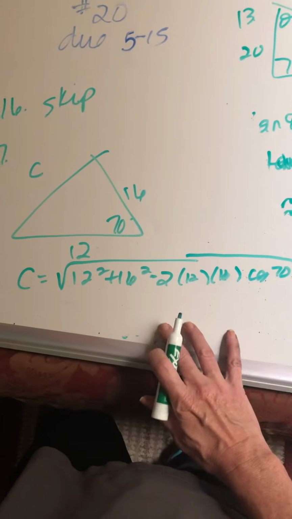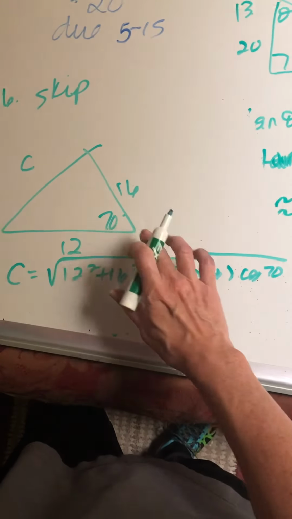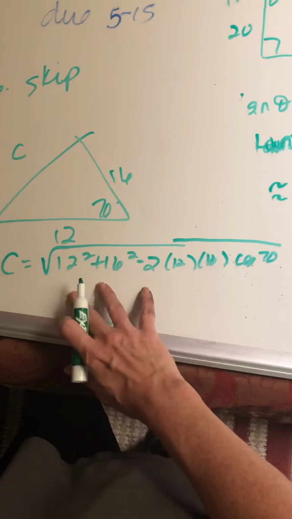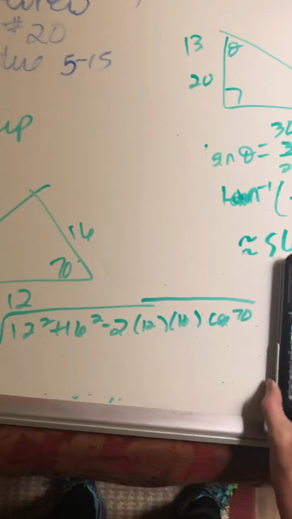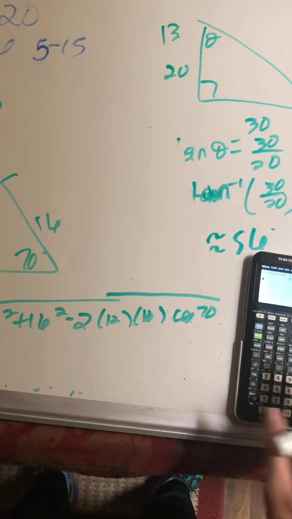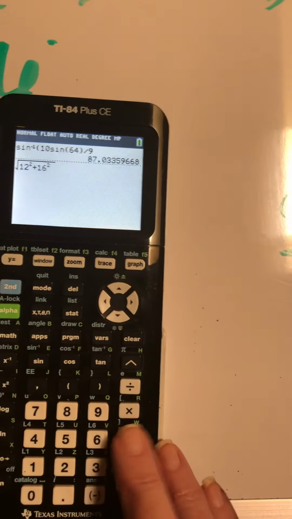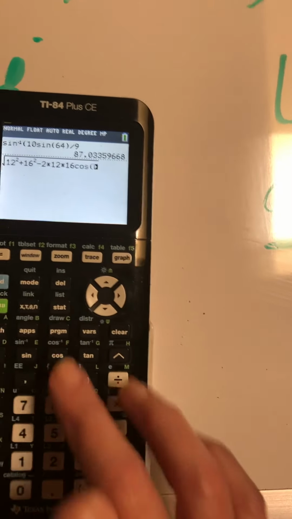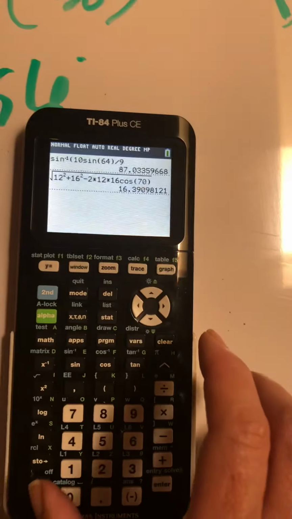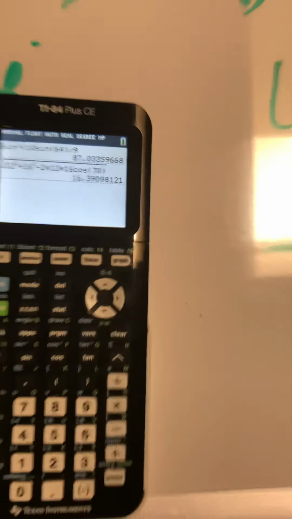Now again, I'm going to go over this lesson, but that's how you find a side length using law of cosines. You have an angle and two sides around it, and so this is the way you set it up. And then you just type it in your calculator. So you put the square root in and then type all that in: 12² + 16² - 2 times 12 times 16 cosine 70. And that gives you about 16.39, which we want to round it to.